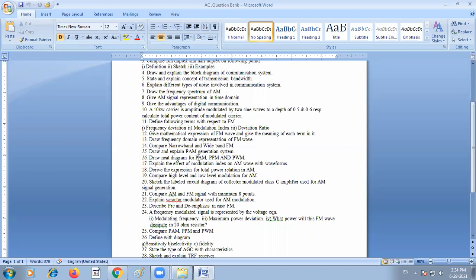In the pulse modulation schemes, the pulse amplitude changes according to modulated signal, that is PAM. Pulse position changes according to modulated signal, that is PPM. Pulse width changes according to modulated signal, that is PWM. So PPM is generated from the PWM. So not directly generated PPM. So it is indirect method of generation. The 17th one is explain the effect of modulation index on AM.